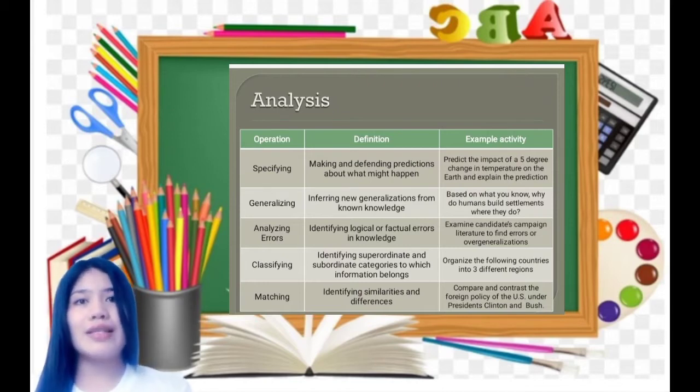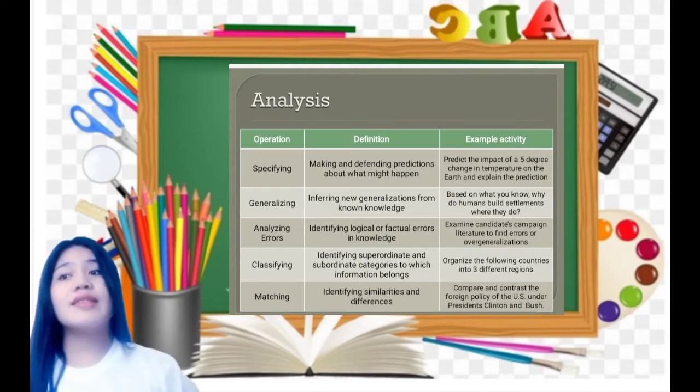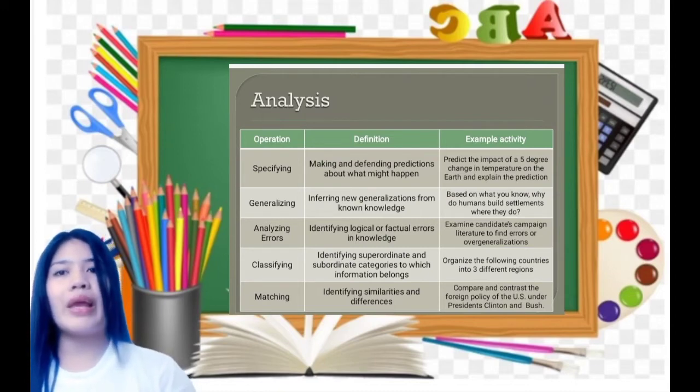In generalizing, inferring new generalizations from known knowledge. For example, based on what you know, why do humans build settlements where they do? Next is analyzing errors, identifying logical or factual errors in knowledge. An example is: examine candidates' campaign literature to find errors or overgeneralizations.